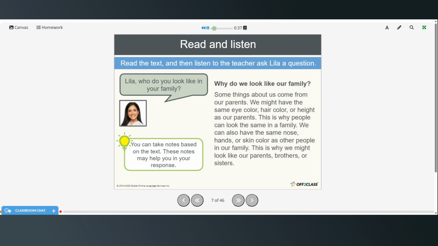Why do we look like our family? Some things about us come from our parents. We might have the same eye color, hair color, or height as our parents. This is why people can look the same in a family. We can also have the same nose, hands, or skin color as other people in our family. This is why we might look like our parents, brothers, or sisters.